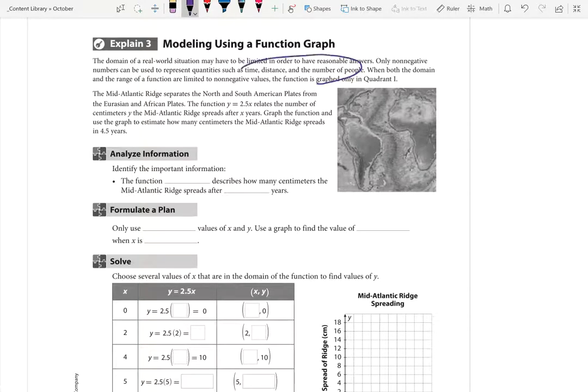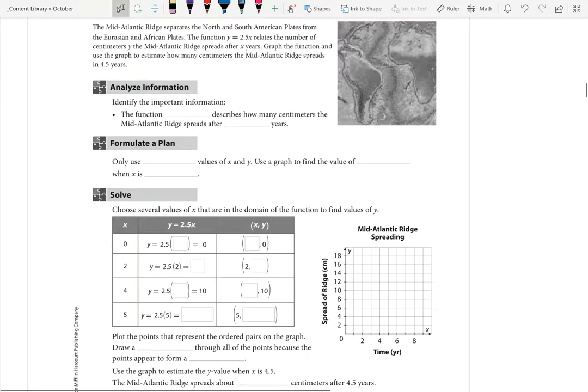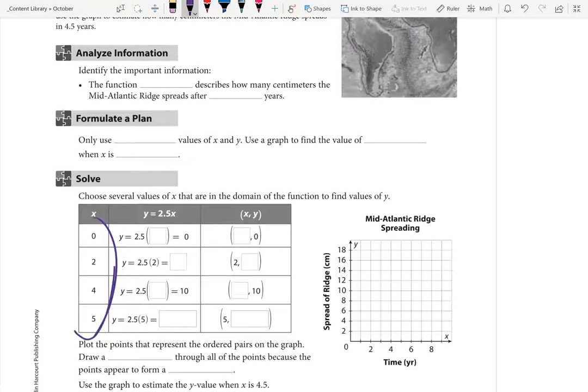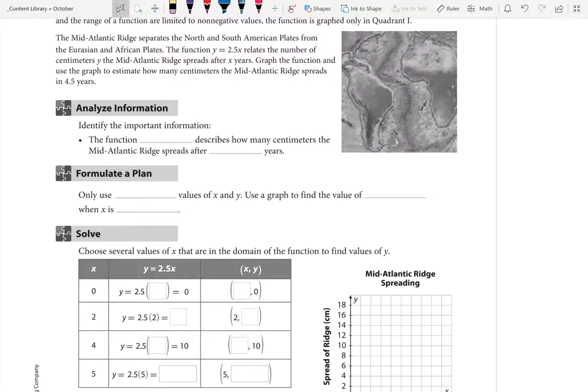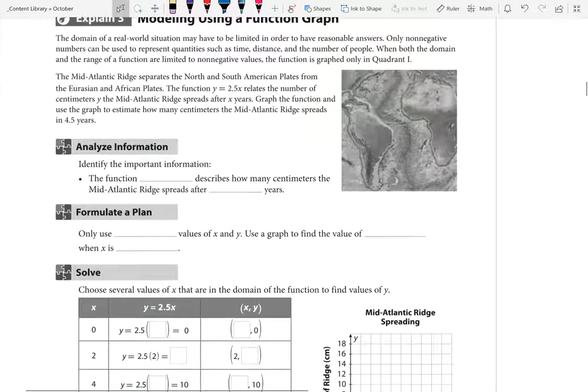Some things can only be positive. Time, distance, number of people, you wouldn't have negative values for those. So when you're choosing to plug in numbers, you're going to see in this example, they're choosing positive numbers because it doesn't make sense to plug in any negative numbers because it's a word problem, right? You're not going to have to deal with negative time or things like that. So only use numbers that are reasonable for your word problem.